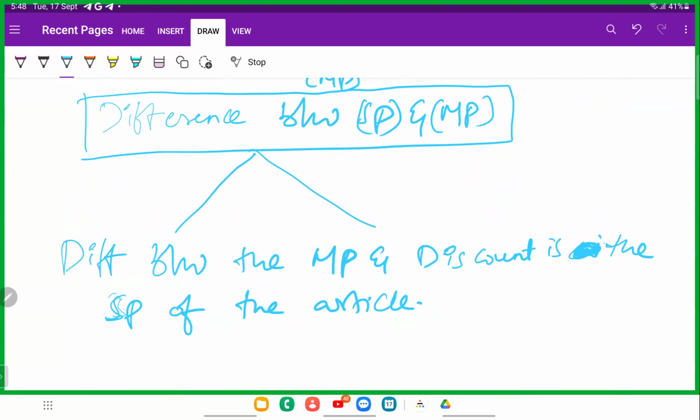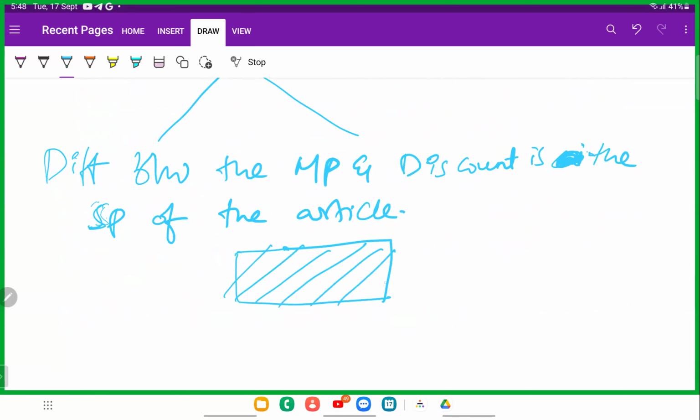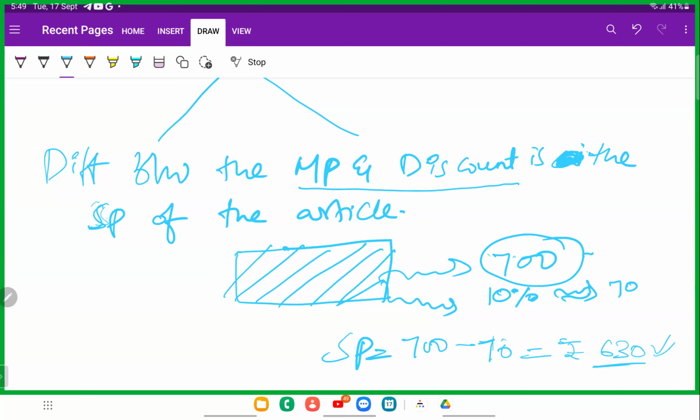Okay, so selling price, let me explain with an example. Suppose this decorated box has a marked price of 700 rupees. After a 10% discount on this price, what will be the selling price? That is 700 minus the discount. 10% means 70 rupees. So the selling price will be 630.